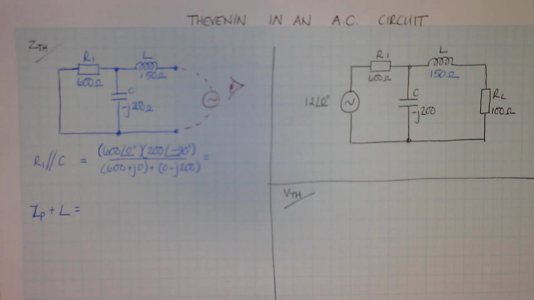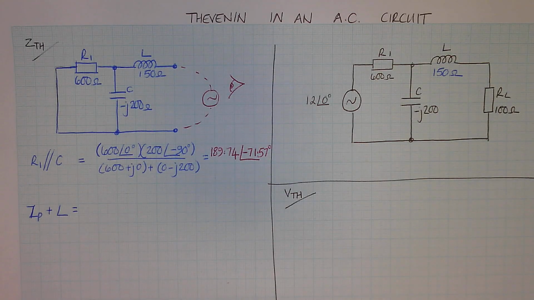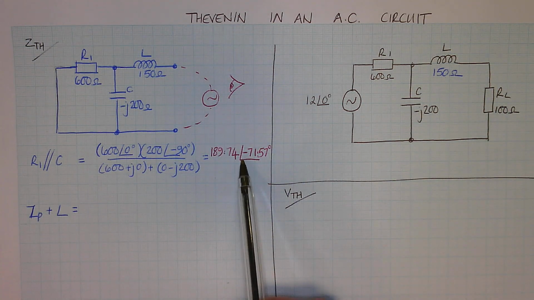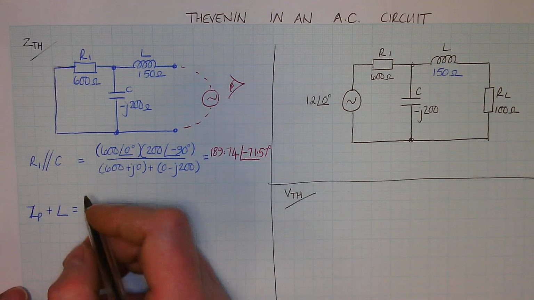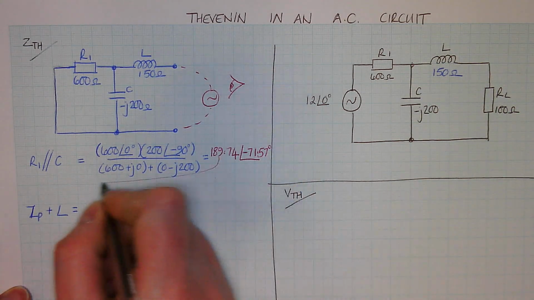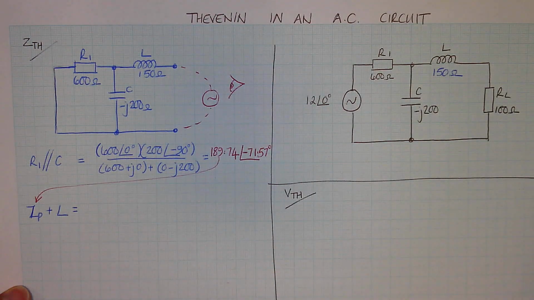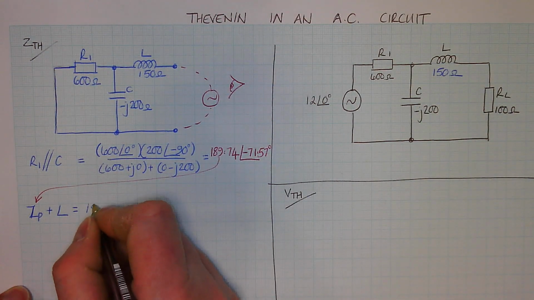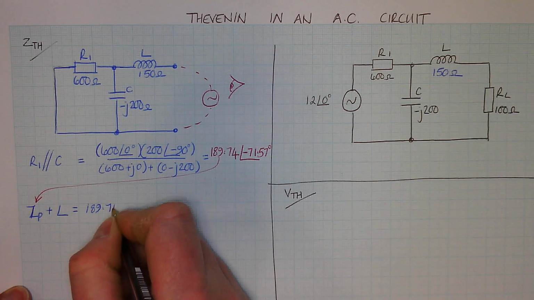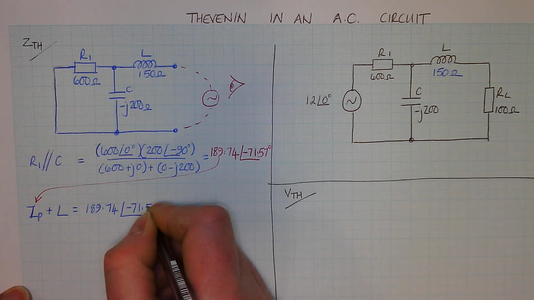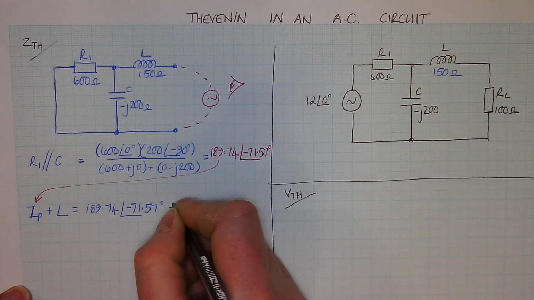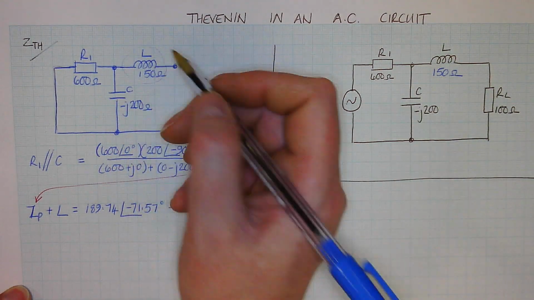So I'll leave you to work through that, and then you can get your final answer. Okay, so when you've worked that out, you've got your 189.74 at an angle of minus 71.57, or your rounding might be slightly different. So you're going to take that, and that becomes your value for your ZP there, doesn't it? So now you're going to add that 189.74 at an angle of minus 71.57, and you're going to add on this value for this inductor here.